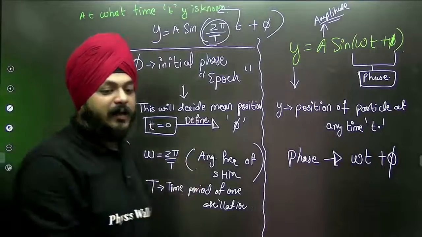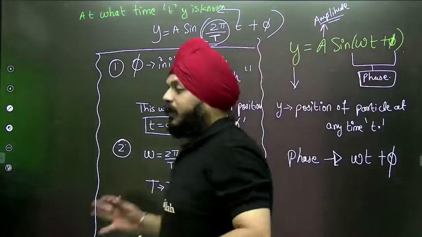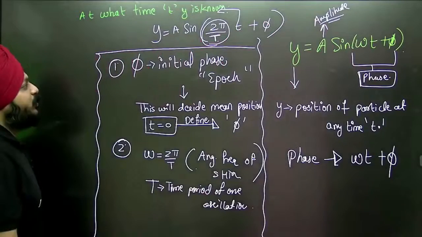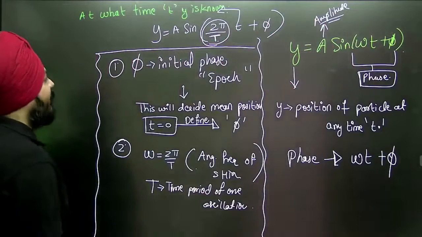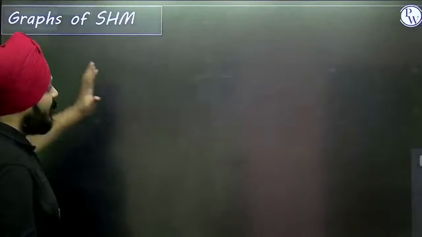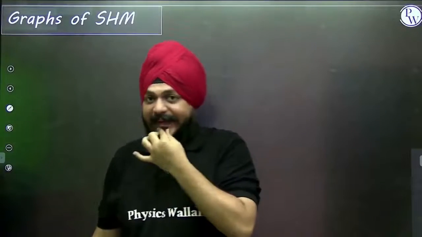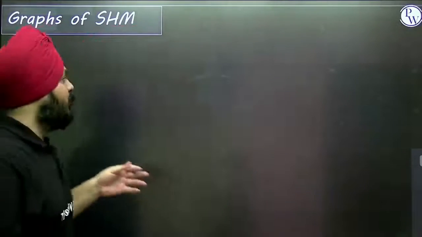At what time t the y is known, right? So this is also an explanation about it. Similarly, the same thing happens for the velocity. And obviously there are some graphs related to it. Before moving on to the graphs, let's understand one of the examples.